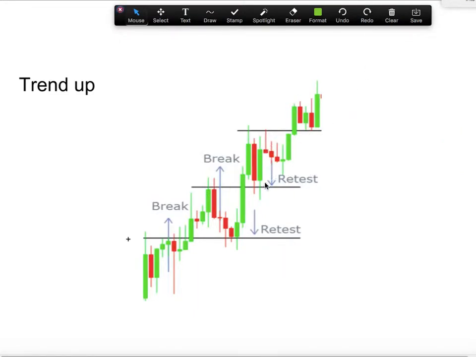Now this is trending up. You see the break. It breaks this zone, and then what does it do? It comes back to retest. It breaks this zone, it comes back to retest. It breaks this zone, it comes back to retest. That's just basically what we are looking at.